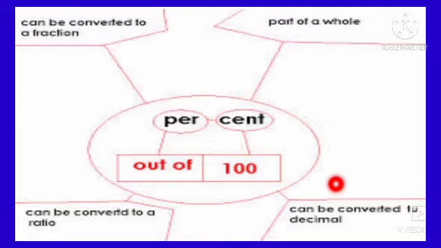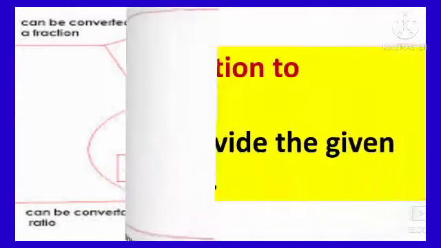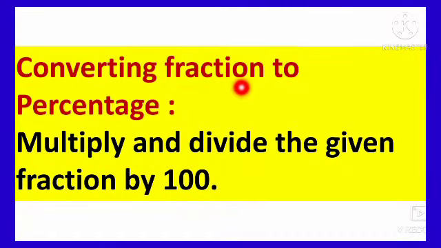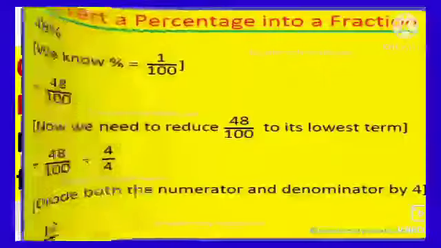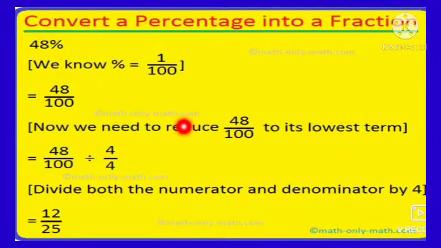Here we are going to see how to convert fraction to percentage, percentage to fraction, decimals to percentage, percentage to decimals. Now, converting fraction to percentage. Multiply and divide the given fraction by 100. Convert a percentage into a fraction. We know that 1% is equal to 1 by 100.